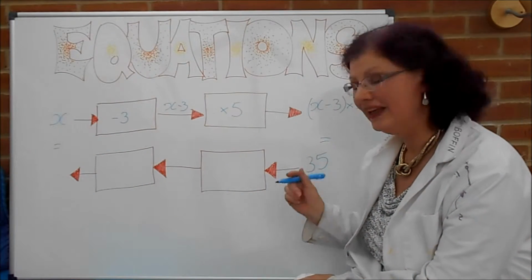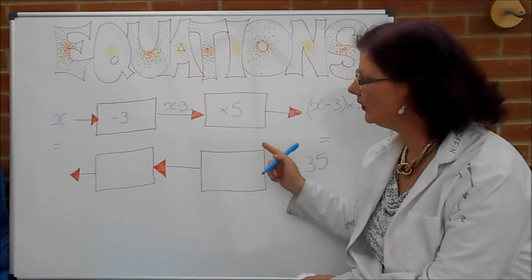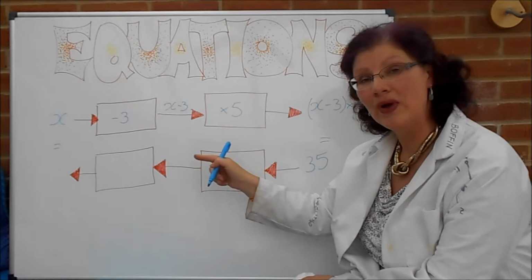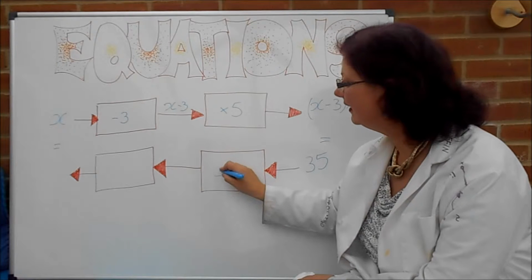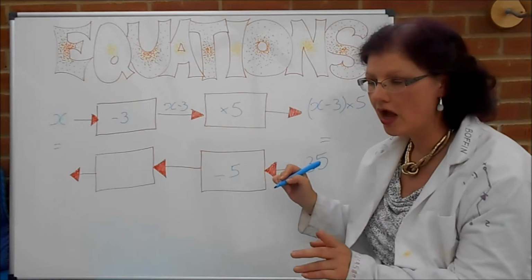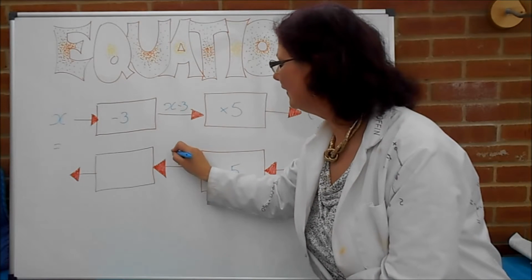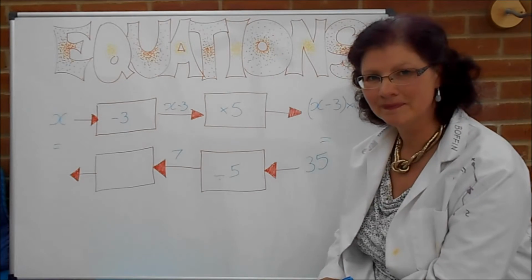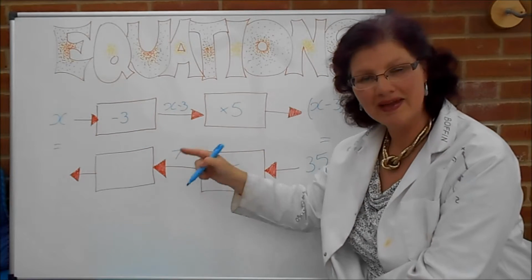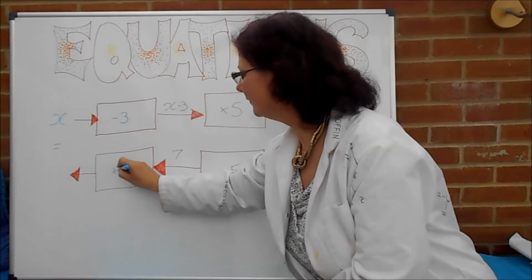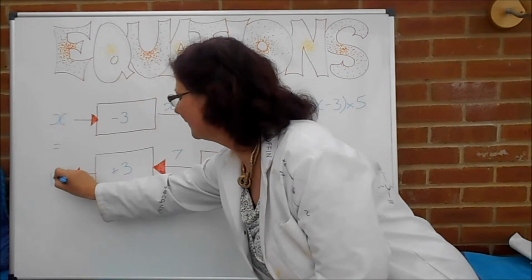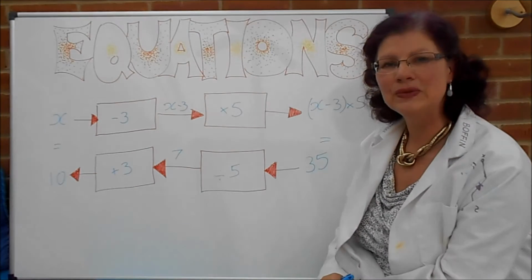Right, let's have a go. Let's put 35 into this first box. On the way along it was times by 5, so on the way back it is divide by 5, which means that 35 divided by 5, hopefully if you know your 5 and your 7 times table, gives you a 7. And now the next box, on the way there it was take away 3, so on the way back it's add 3. And the answer we come out with is 10. X is equal to 10.